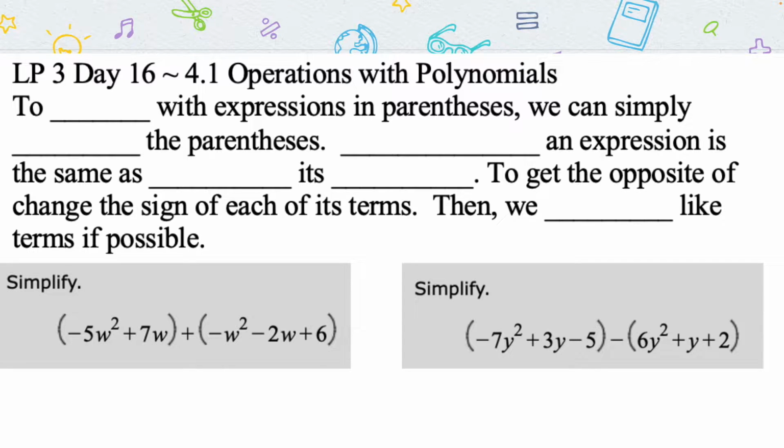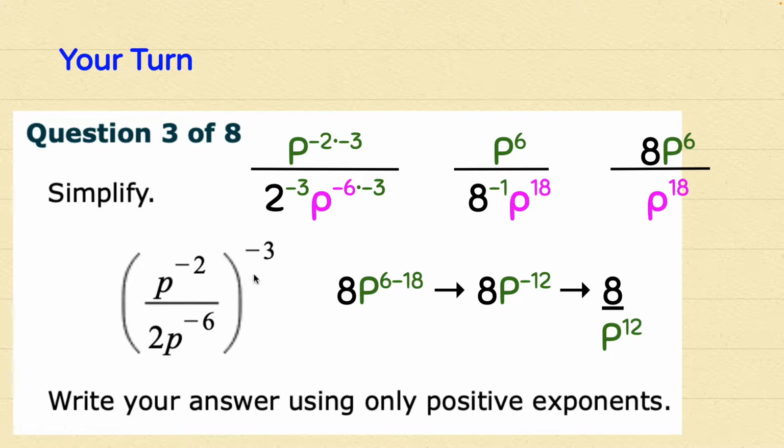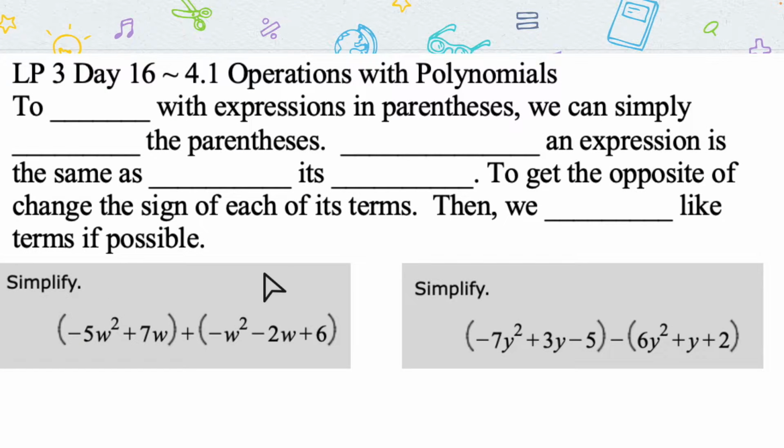Alrighty, so we're going to review operations with polynomials. Polynomials can be added, subtracted, and multiplied. Remember, polynomial just refers to many terms. Poly means many, and monomials are single terms, so it just means it has more than one term. It can be 2, 3, 4 terms, something like that.